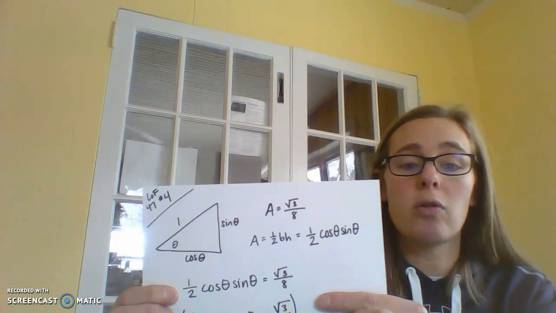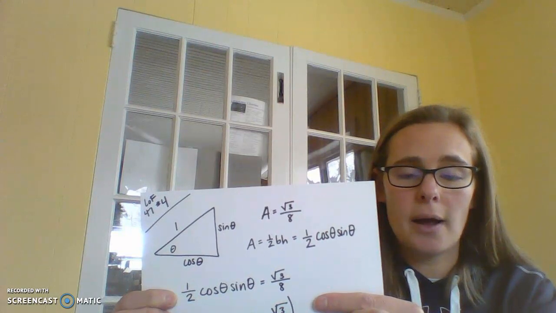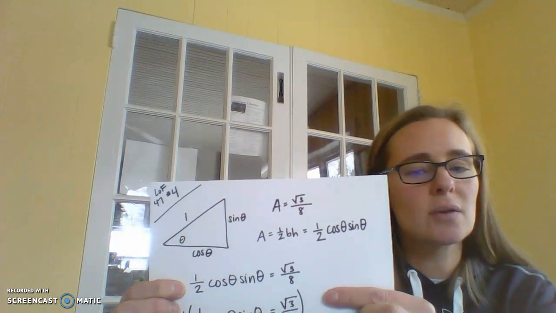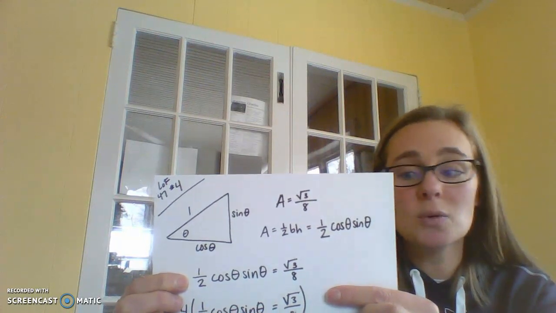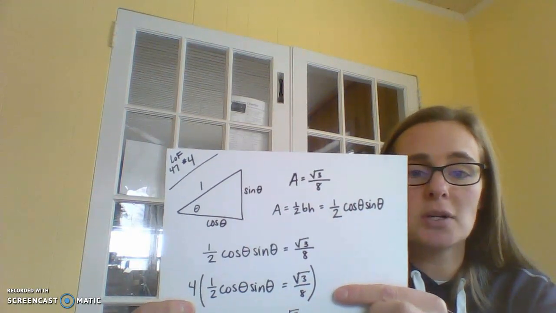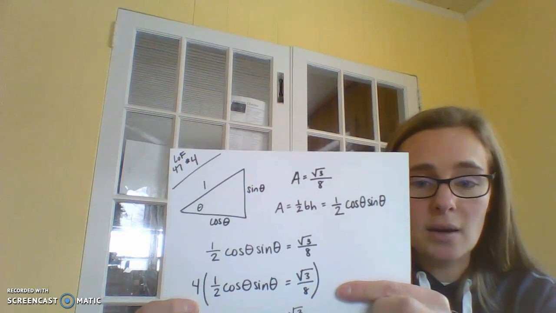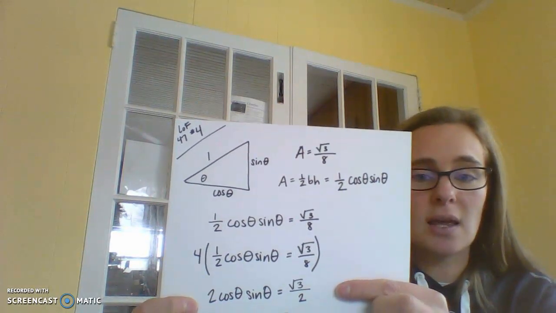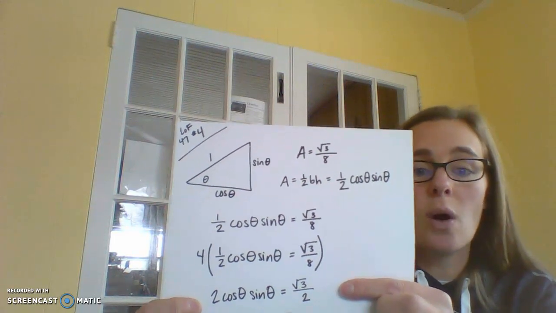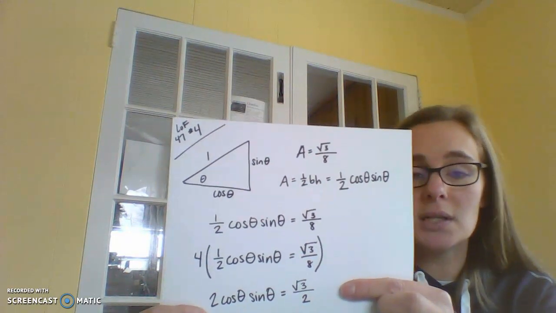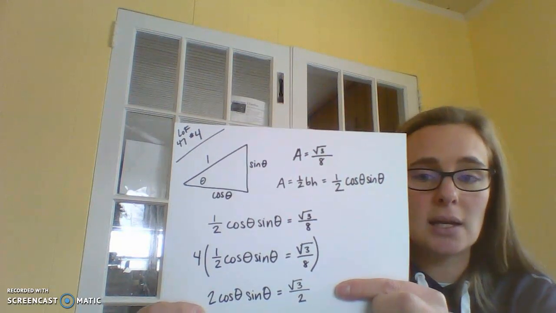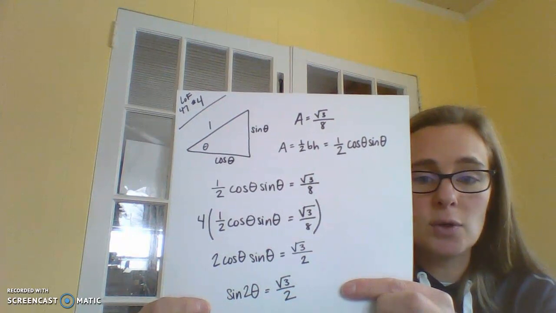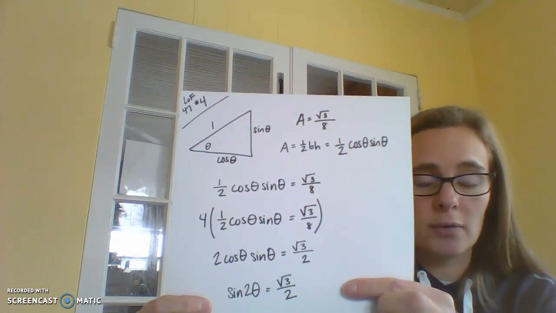So this is getting close to looking like our double angle identity for sine, but we have a 1/2 in front instead of a 2. So something that we can do is multiply both sides, the entire equation, by 4, and then we get 2 cosine theta sine theta is equal to root 3 over 2, which is exactly what we want to see for our double angle identity for sine. So then we can rewrite that as sine of 2 theta is equal to root 3 over 2.